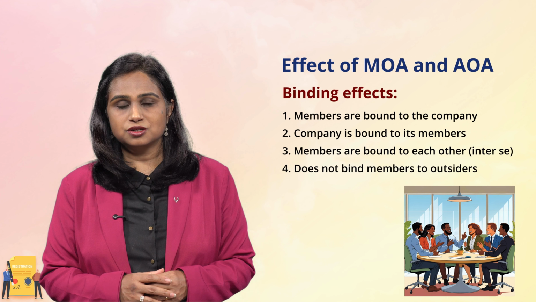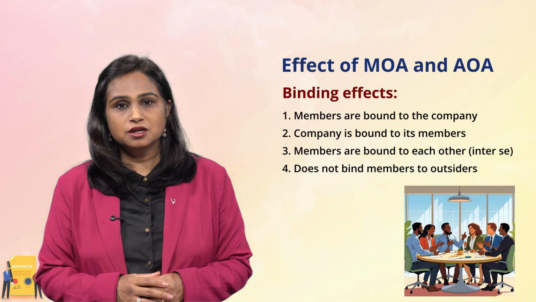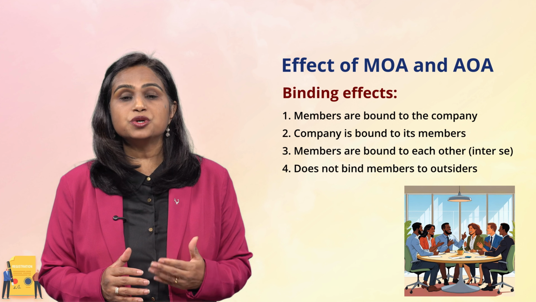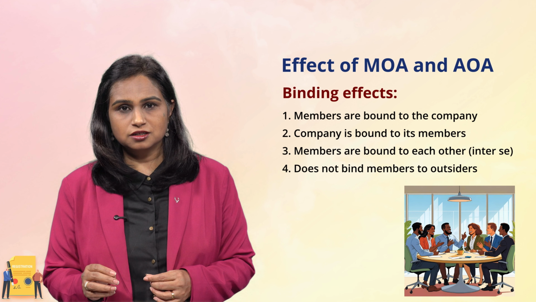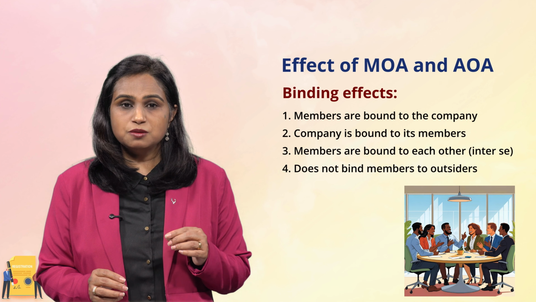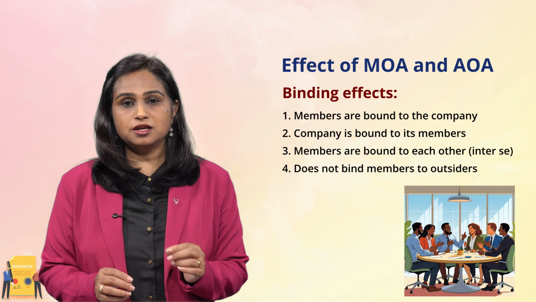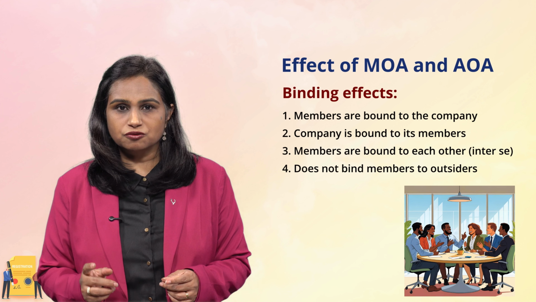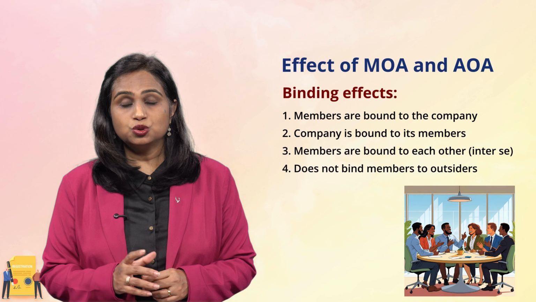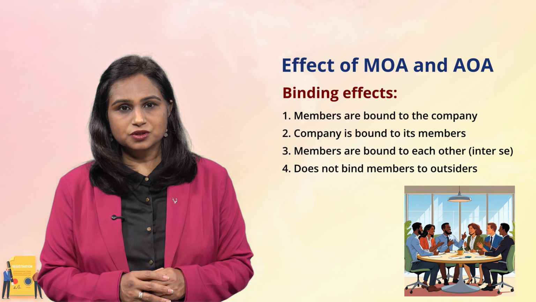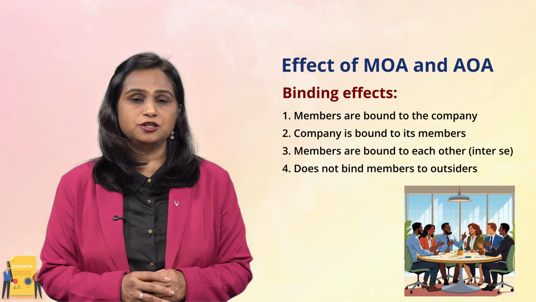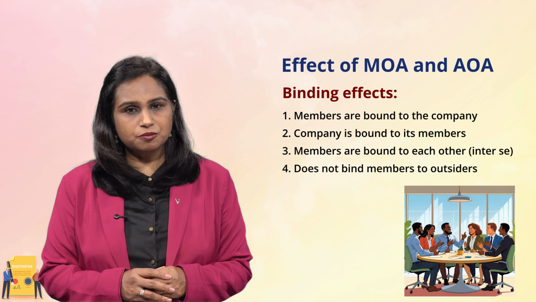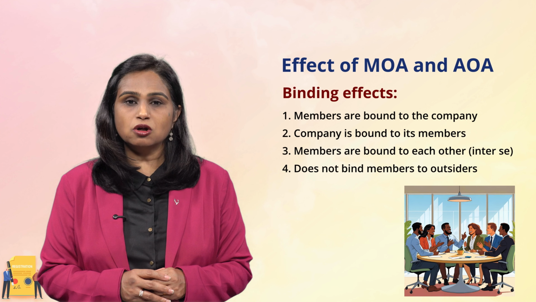The third effect is members inter se, which means that memorandum and articles of association bind various members of a company to each other. Members inter se does not create a contract between member to member. Its actual meaning is that the company can sue one member if he harms the interest of the other member. Finally, you should remember that articles and memorandum do not bind a member of a company to an outsider. The meaning of outsider here is a person who is not a member of a company, even though he might be the solicitor of a company.